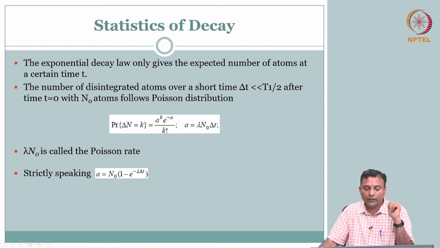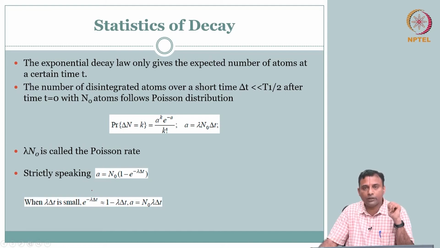However, you notice we made the assumption that delta t is far less than T half. So if lambda delta t is very small, then you can approximate the exponential to 1 minus lambda delta t. In this case, you can get your A to be lambda N naught delta t, clear. So all this is valid for a short time interval of observation.